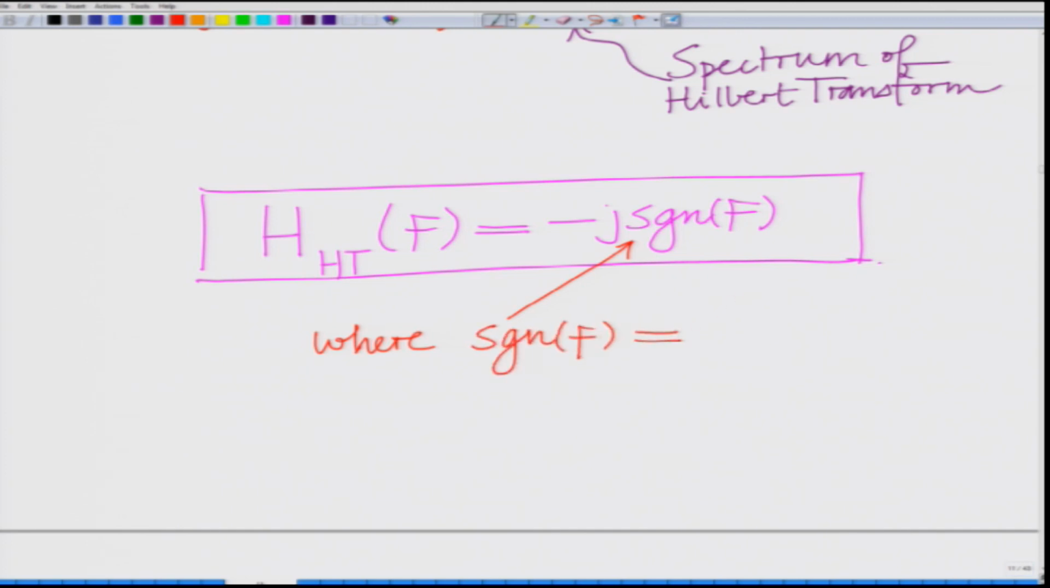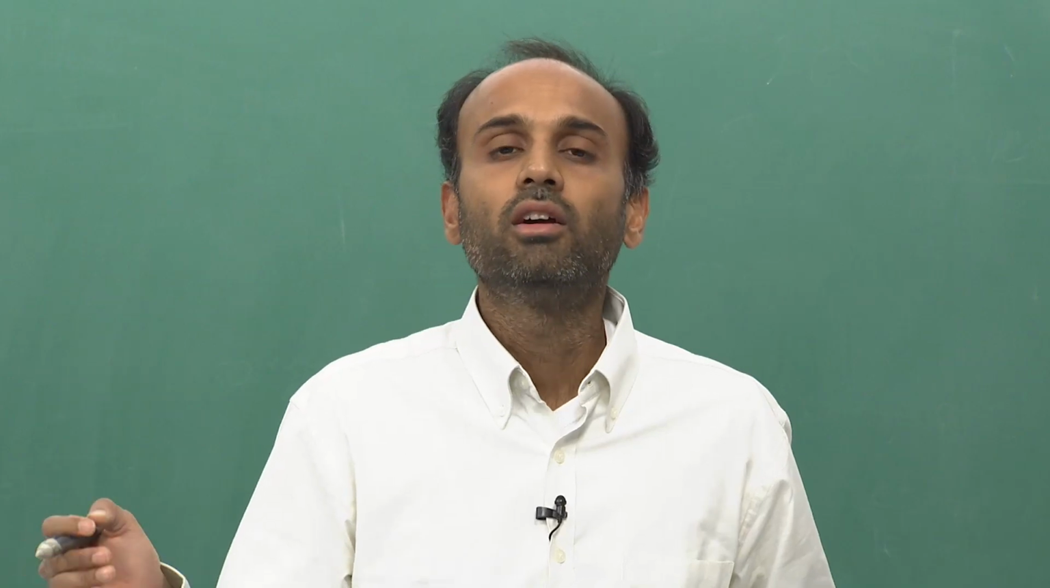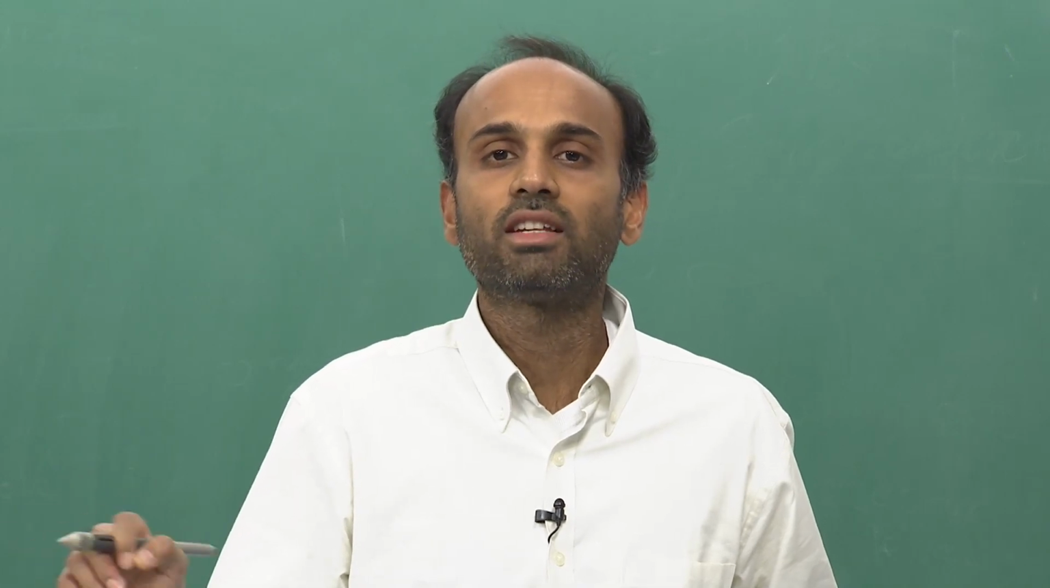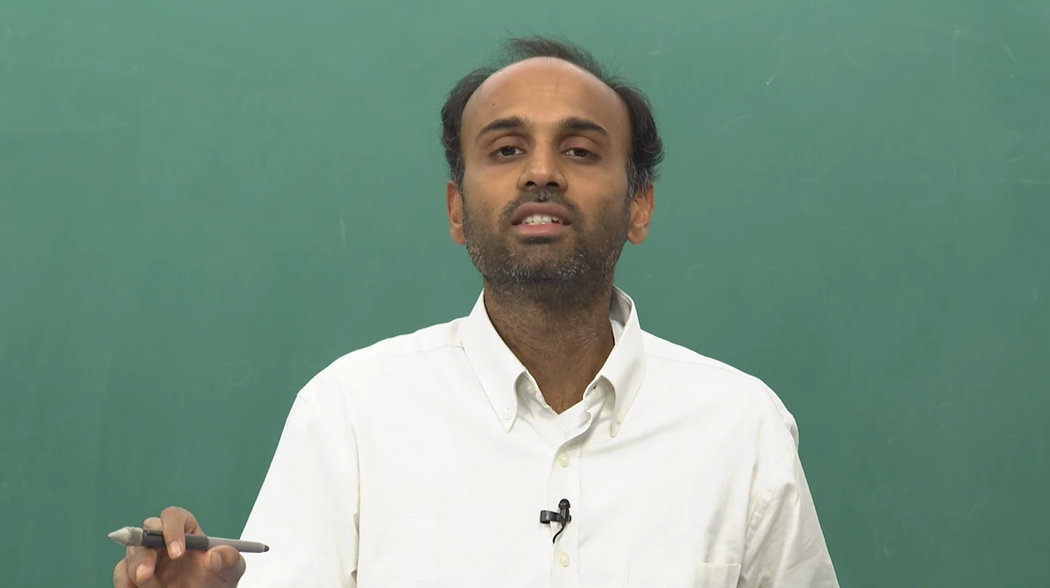This sine of f is literally the sign function, which is 1 for all positive f, that is f greater than 0, 0 for f equal to 0, minus 1 for f less than 0. So, sine of f is basically the sign of a number. It is 1 for every positive f, minus 1 for negative f, and at f equal to 0 it is equal to 0.